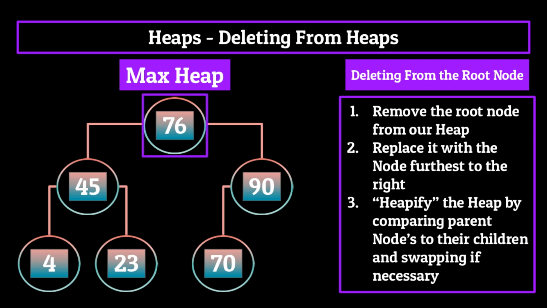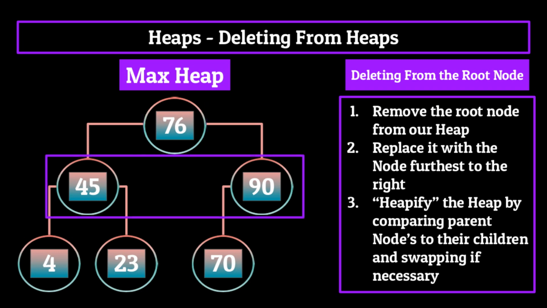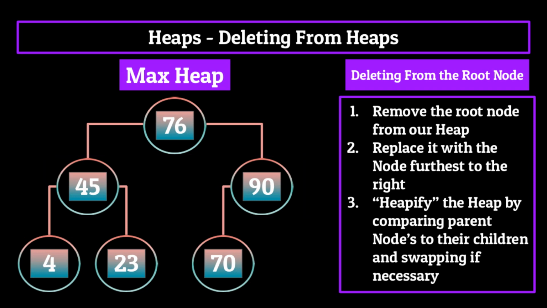We start with the root node and compare it to its children to see if we need to swap any values. So for the 76 node, we compare it to its 2 child nodes, and since 76 is less than 90, we end up swapping those two. Then we wash, rinse, repeat for every subtree that we have.